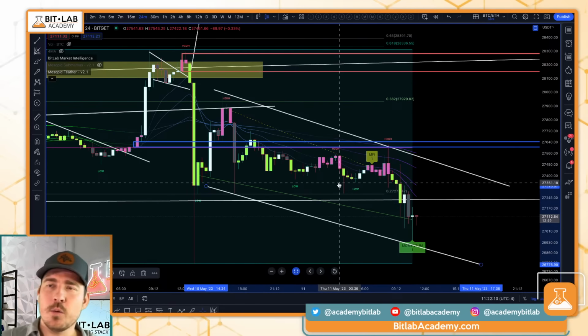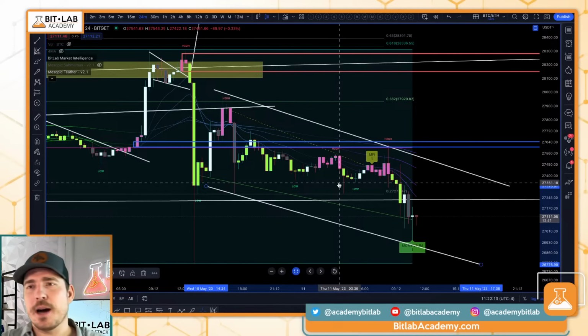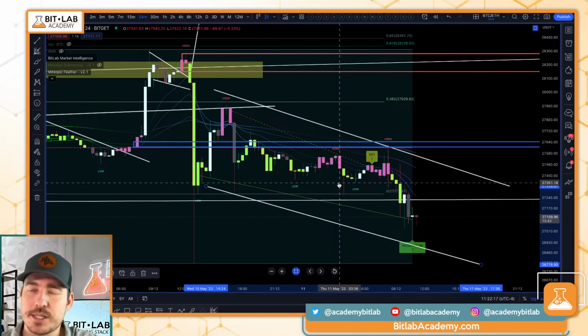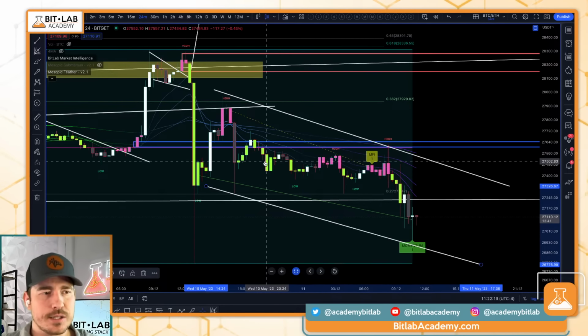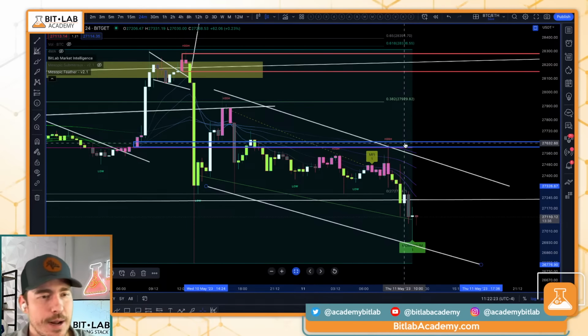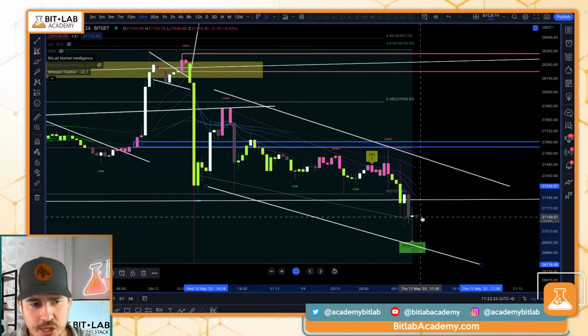Rising wedges and rising channels tend to break out bearish. Falling wedges and falling channels tend to break out bullish. It's an easy thing to remember. If it's pointing down, it tends to break out up. If it's pointing up, it tends to break out down. So this is looking like it wants to reverse.